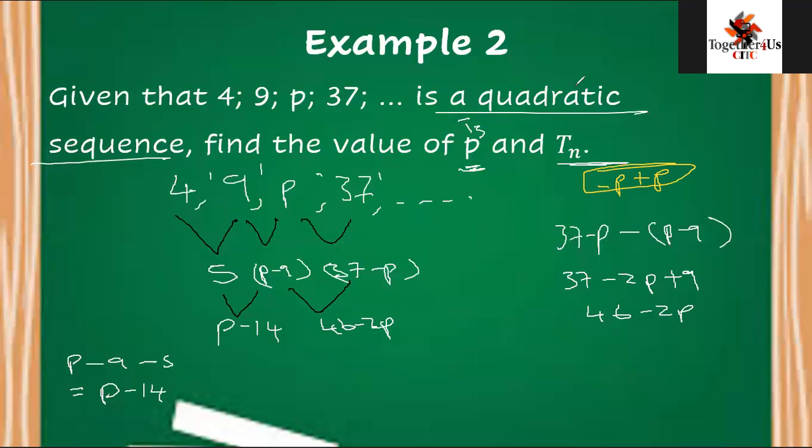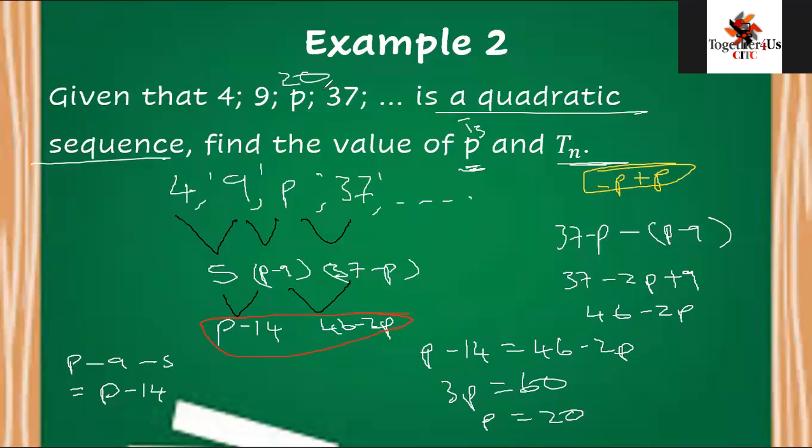Now, there's something that we know about these differences. They are constant. So I can use that fact and say, well, p minus 14 is equal to 46 minus 2p. So you can see now, well, 3p is what? Bravo. This looks like a 60. So p is actually 20. Oh, wow. Easy, right? Yes, that's how easy it is. Math is actually easy, guys, huh?